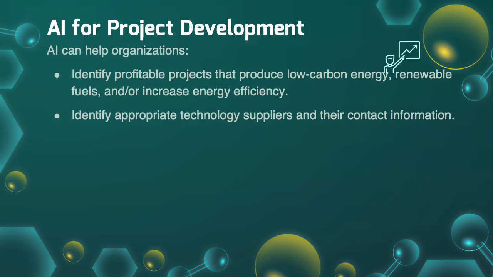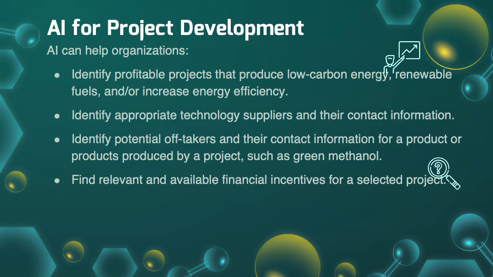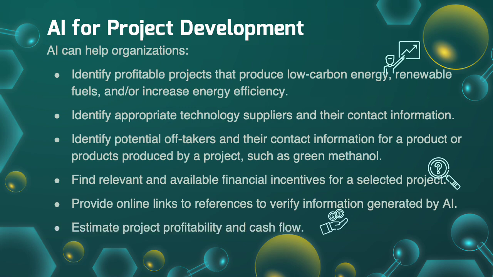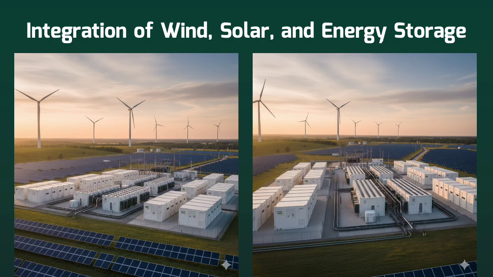Next, identify potential off-takers and their contact information for a product or products produced by a project, such as green methanol. Next, identify relevant and available financial incentives that could help support a selected project. Next, provide online links to references that enable organizations to verify the information generated by AI. Lastly, AI can help estimate the profitability and expected cash flow of a proposed project. Shown here is an example of an integration of wind turbines, solar panels, and energy storage.